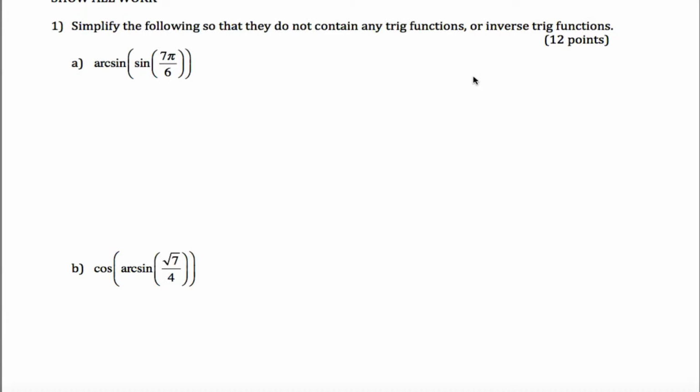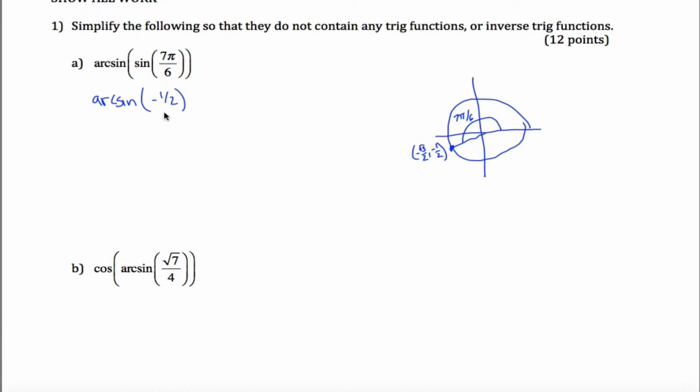If you draw your unit circle, pi is kind of over here, so 7 pi over 6 is a little bit more than pi, talking about this guy down here. And the y-coordinate right here is -1/2. So what this question is asking you to figure out is what is the arc sine of -1/2. Maybe I'll label this point as x-coordinate is -√3/2, and its y-coordinate is -1/2. This is 7 pi over 6.